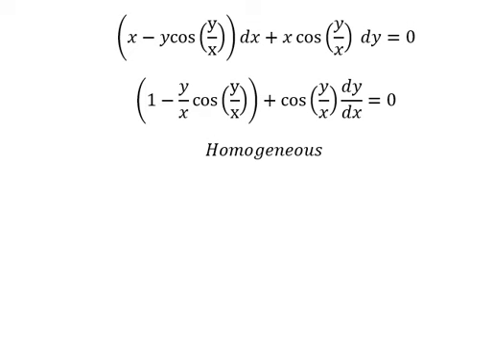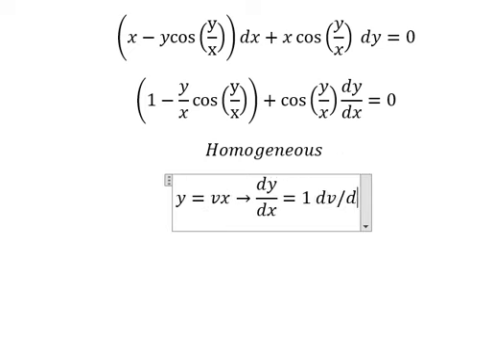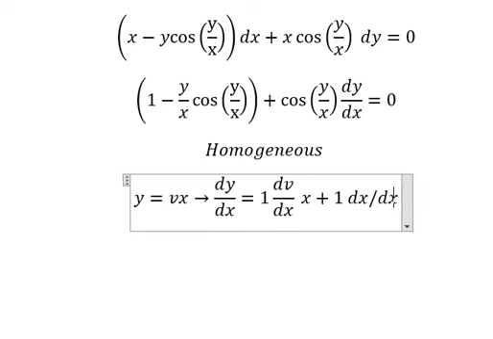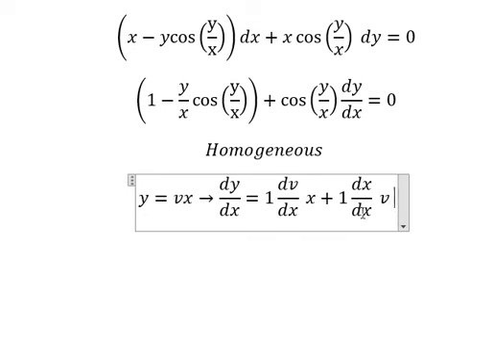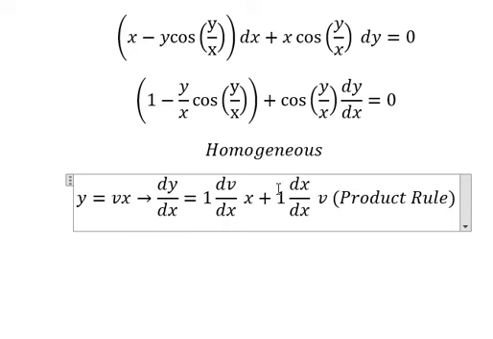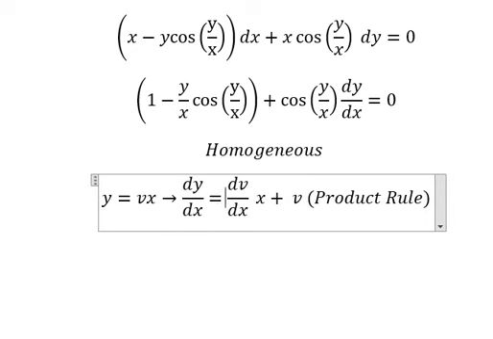So I will put y equals vx. After that, we need to first take the derivative of both sides. This one we have 1 dv over dx multiplied by x. This one we have 1 dx over dx multiplied by v. And this is about the product rule of the derivative. So this one we have 1. This one we simplify.